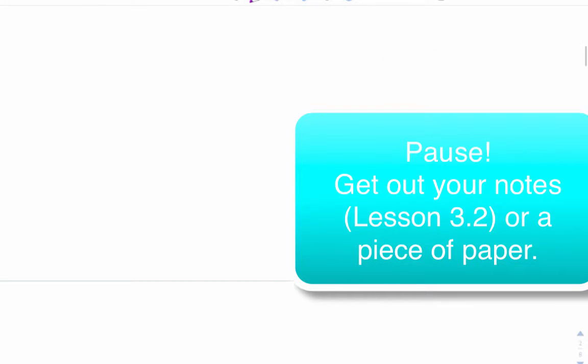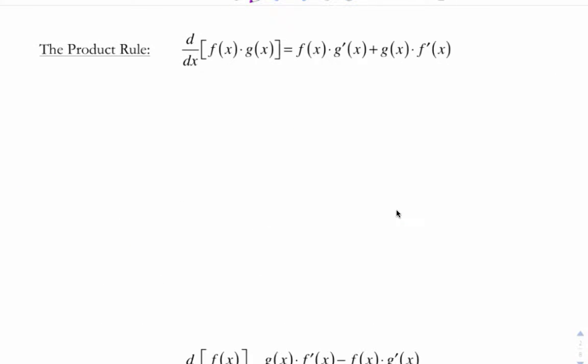So in your notes, the formula we're going to use is for the product rule. And it says that if you're taking the derivative of a product, all right, you have two factors, f of x and g of x. The rule says that the derivative is going to be the first function times the derivative of the second, plus the second function times the derivative of the first. So this is actually pretty easy to use.